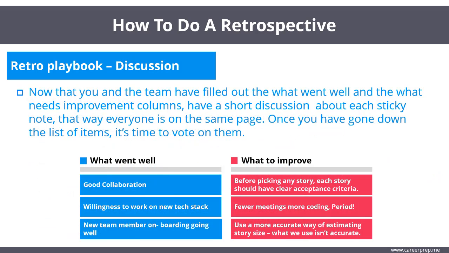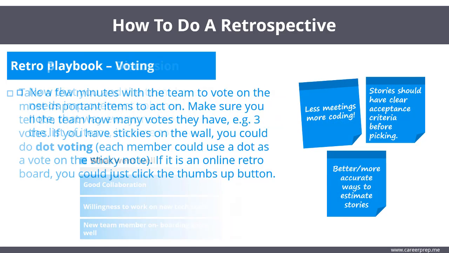Discussion. Now that you and the team have filled out what went well and what needs improvement columns, have a short discussion on each sticky note. That way everyone is on the same page and understands the good or bad issue. This will help when you vote. Once you have gone down the list of items, it's time to vote on them.